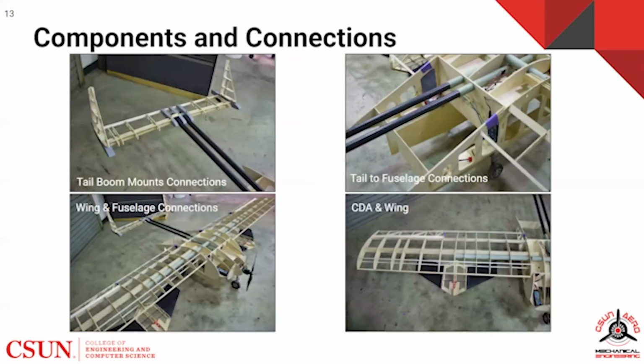Ensuring our plane had stable and easy to assemble connections was a primary goal of ours. For our tail connections, we used 2 carbon fiber rods wrapped in non-slip tape that will be held with brackets. Our wing to fuselage connections will be held down by 14 nut bolts and 4 flathead Phillips screws. Illustrated in each photo is a tail boom mount connection, tail to fuselage connection, wing and fuselage connection, and the CDA and wing, where the CDA would mount to the servo release system underneath the wing.